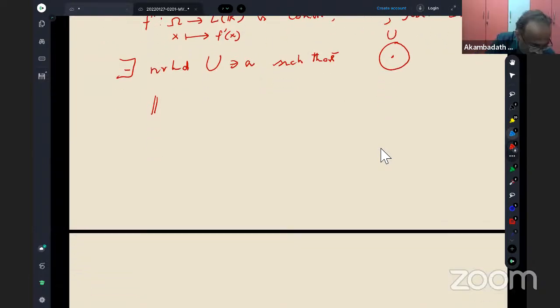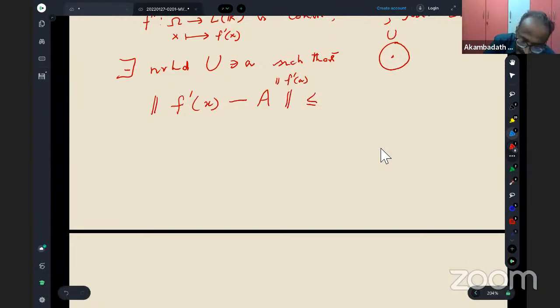So f prime of x, no problem. Such things are fine. f prime of x minus a, this is nothing but your f prime of a. And this norm, eventually you have to understand, I don't specify it, this is in L of R^n basically, or the matrix norm. If you are not comfortable yet with your linear operator theory, just imagine it as matrices.